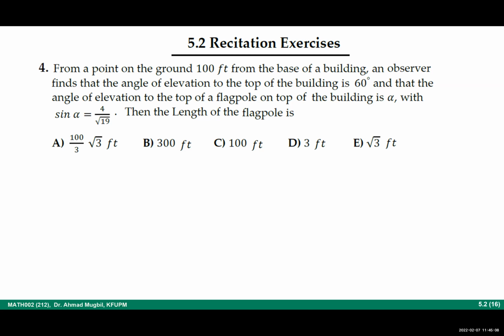Now what you need to do is to continue solving. Yes. The figure is correct. Now you need to label. What do you want to find? The length of the flagpole. So call it x, y. Use variables because you need to find an equation and then solve this equation.